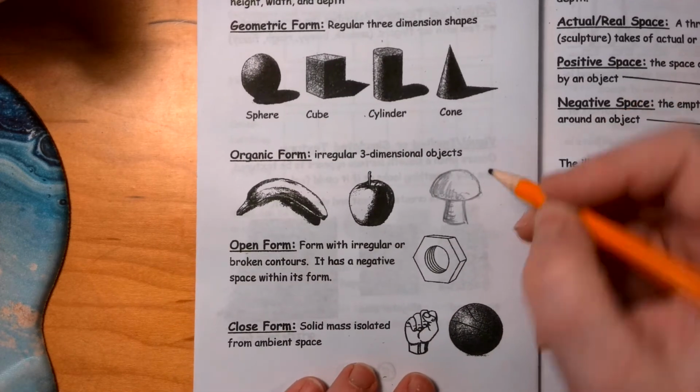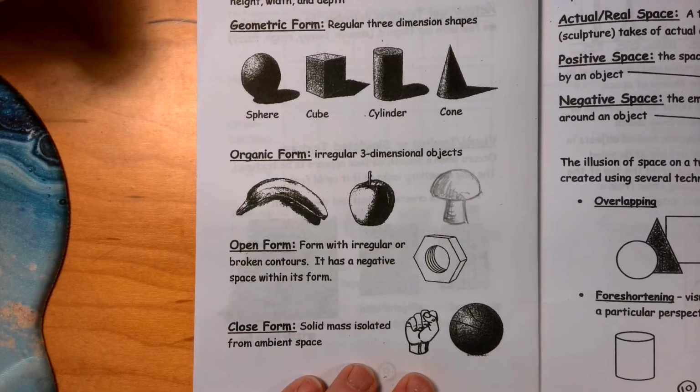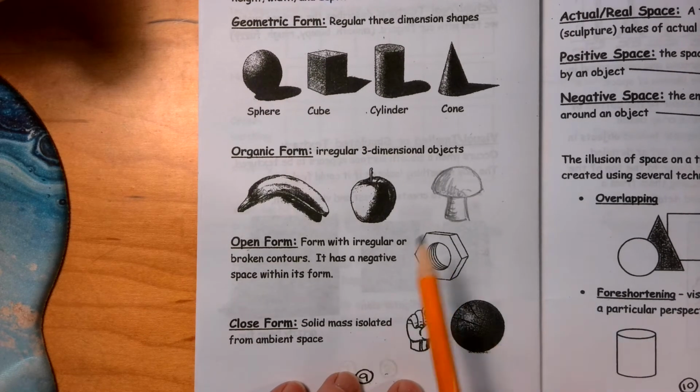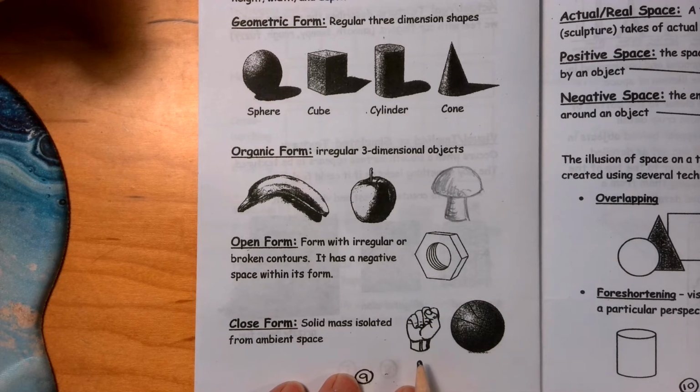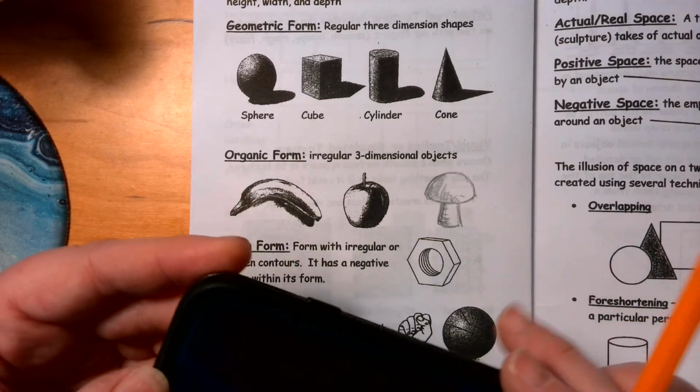Okay, so an open form is a form with irregular or broken contours. It has a negative space within it. So we're talking something that would have like a pass-through, a donut, anything where you have an opening and a pass-through would be an open form. A closed form is just a solid mass. Think about anything that is solid and can't be passed through. Even like your cell phone would be a closed form.